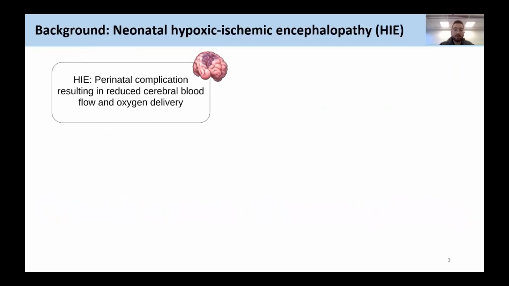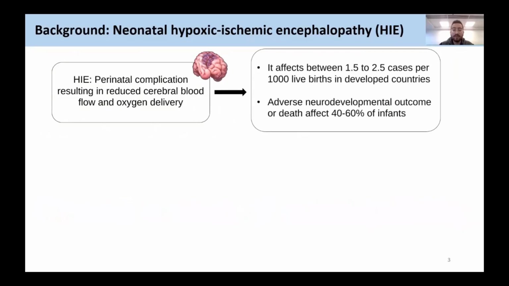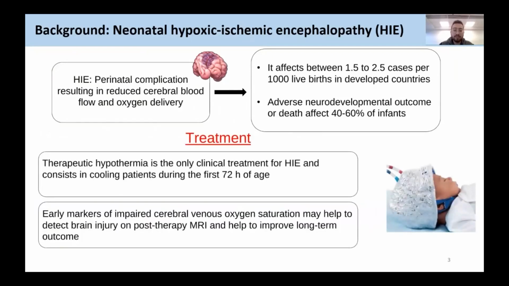I would like to start first with a quick background about neonatal hypoxic ischemic encephalopathy, HIE, which is a perinatal complication resulting in reduced cerebral blood flow and oxygen delivery. It can affect between 1.5 to 2.5 cases per 1,000 live births in developed countries. Adverse neurodevelopmental outcomes or even death can affect 40 to 60% of infants. Therapeutic hypothermia is the only clinical treatment for HIE, and it consists of cooling the patients during the first 72 hours of age. Although hypothermia improved the survival rate and reduced severe neurodevelopmental disability, a significant number of neonates still suffer from brain injury and adverse neurodevelopmental outcomes.